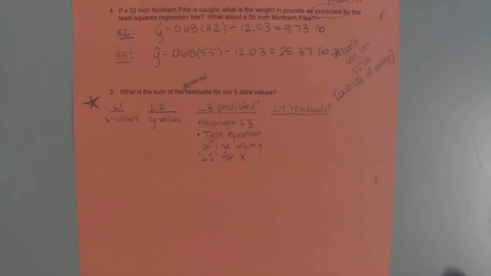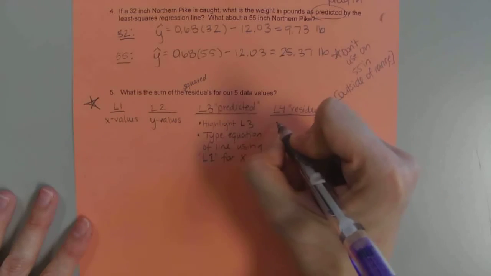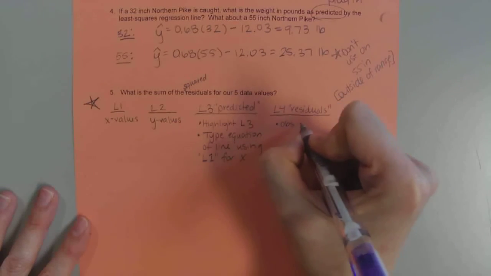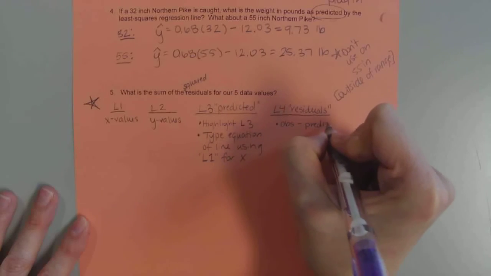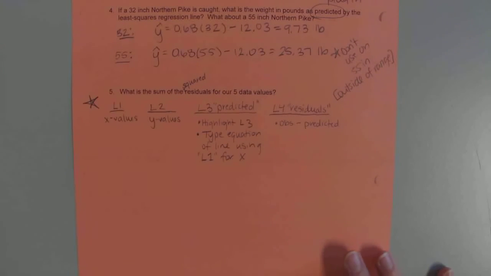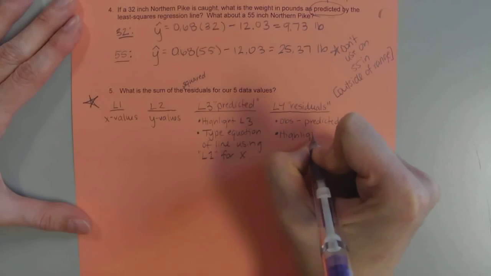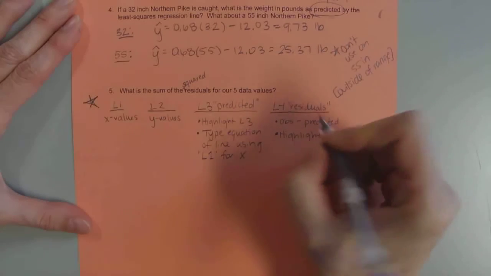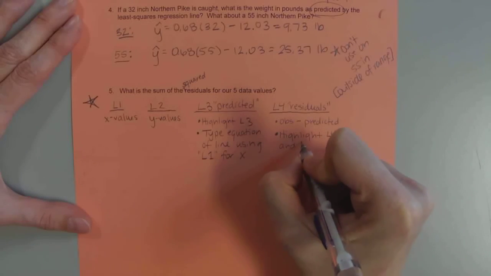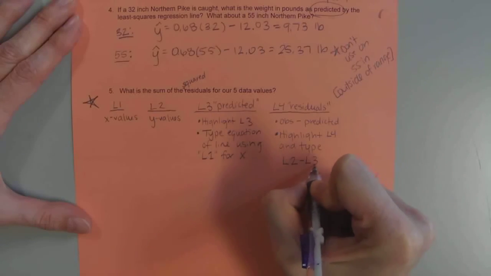I just want to remind you what your residuals are. They are the observed minus predicted. And I know that seems kind of foreign to you if you haven't been working on the homework, but the observed values are what actually happened. That's list 2. So we're going to highlight list 4 and type list 2 minus list 3.